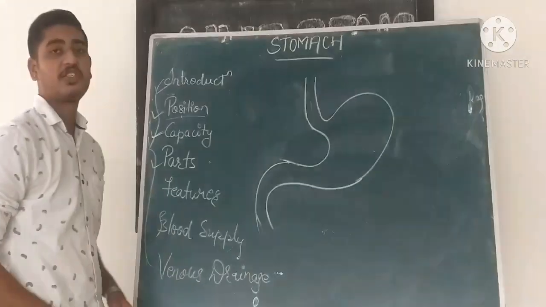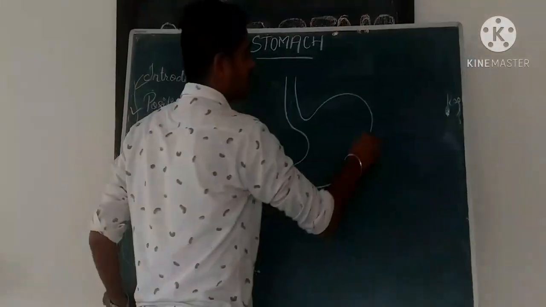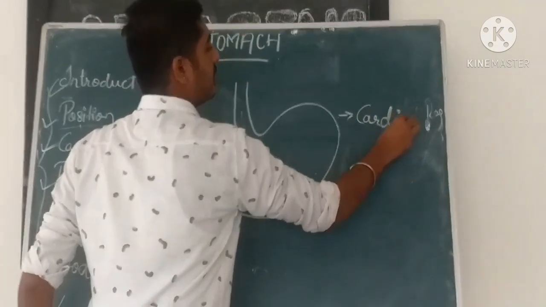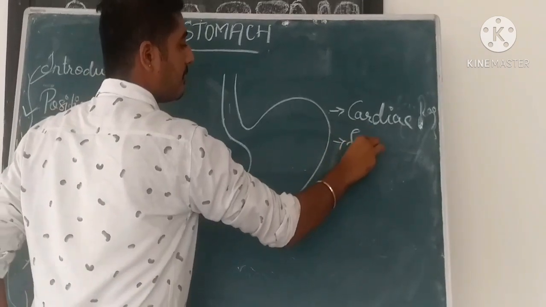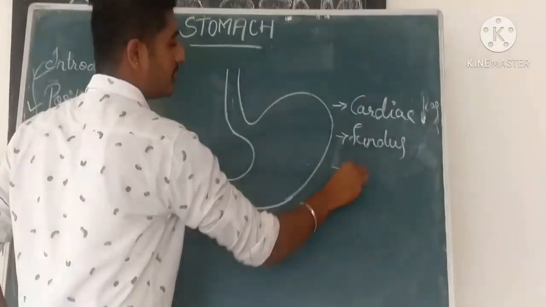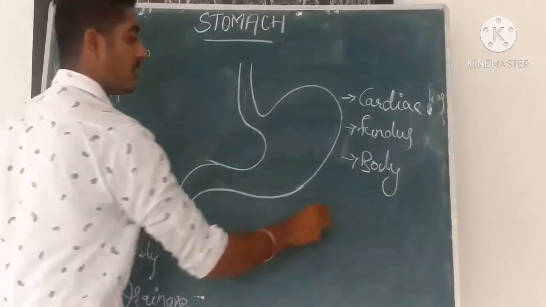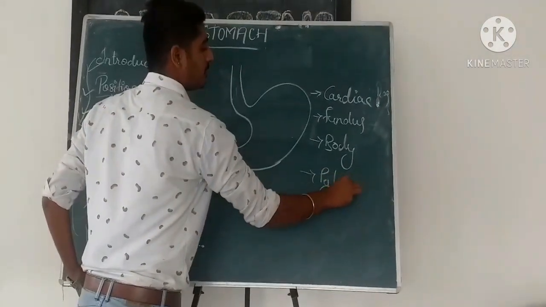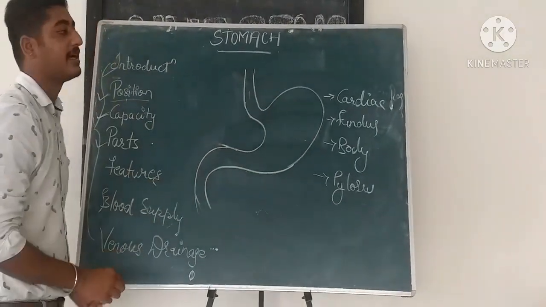Regarding the parts of the stomach. Basically the stomach has got 4 parts. We have got the cardiac part. Next we have got the fundus. Next we have got the body. And the last one we have got the pylorus. So we will just put these parts in the diagram.